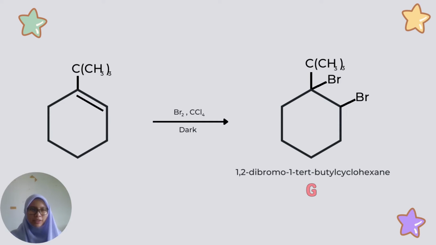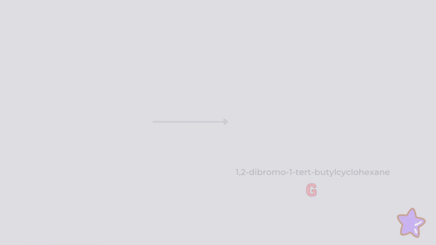Next, the structure given in the equation, which is 1/3 butyl 1-cyclohexane, will undergo halogenation in inert solvent. The condition and reagent that we need is bromine, carbon tetrachloride, and dark to form compound G. The type of this reaction is electrophilic substitution. So, the compound G formed is 1,2-dibromo 1/3 butyl cyclohexane.